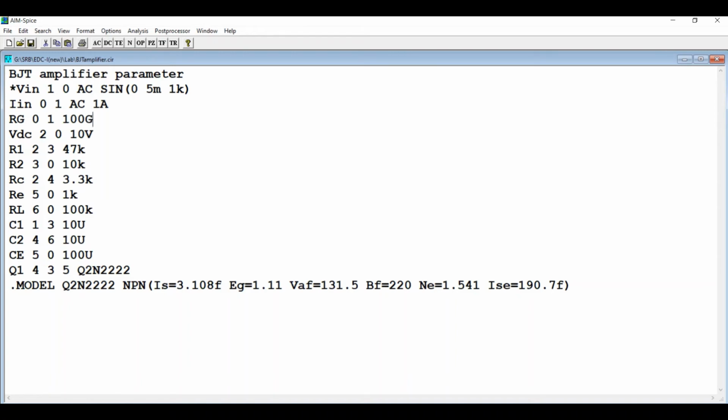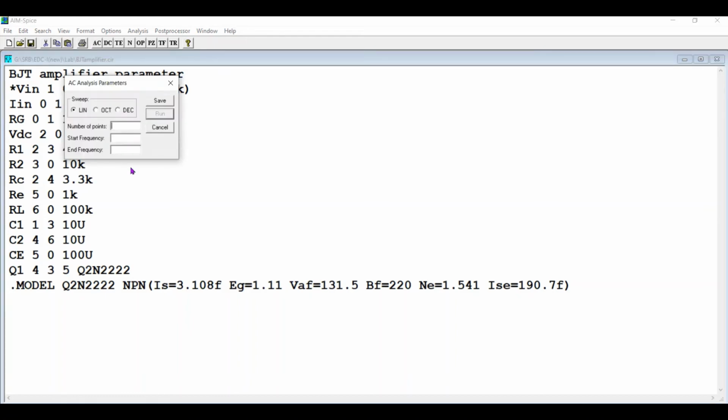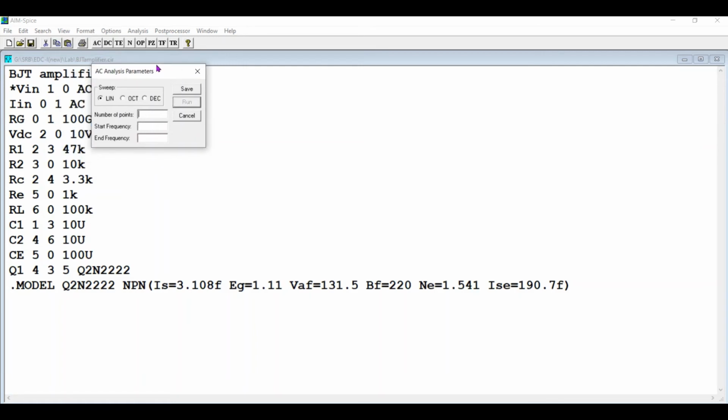To find the input impedance, we have to go to AC analysis parameter. So click on AC analysis parameter. You have linear, octave, decade. But we want to see the linear wave. Give the points as 5. Start frequency as 10 Hz and end frequency as 10 kilohertz.